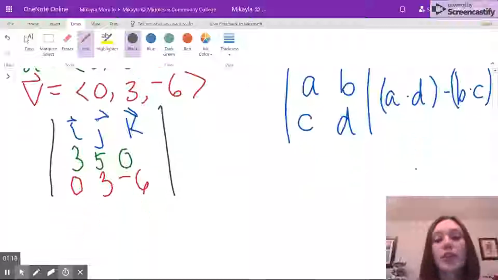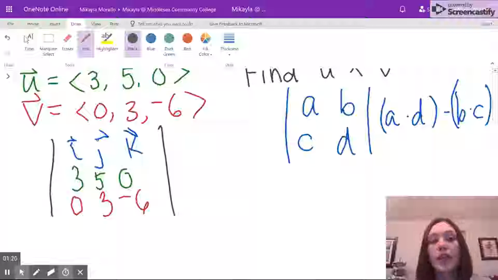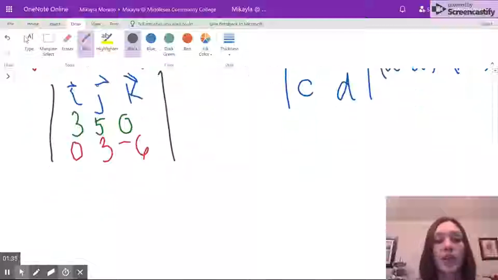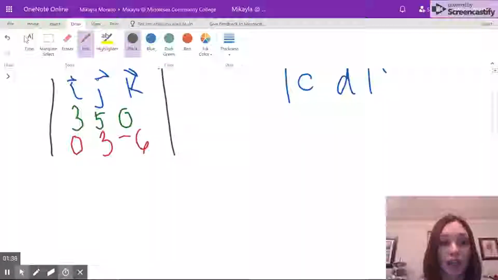We can use the cofactor method to find our determinant. And so using the cofactor method, we want to create cofactors or mini determinants from our 3 by 3 matrix and make them 2 by 2 matrices. And then we can take A times D and subtract B times C. And that will give us our term for whatever vector we started with. So we're going to start with the i vector.